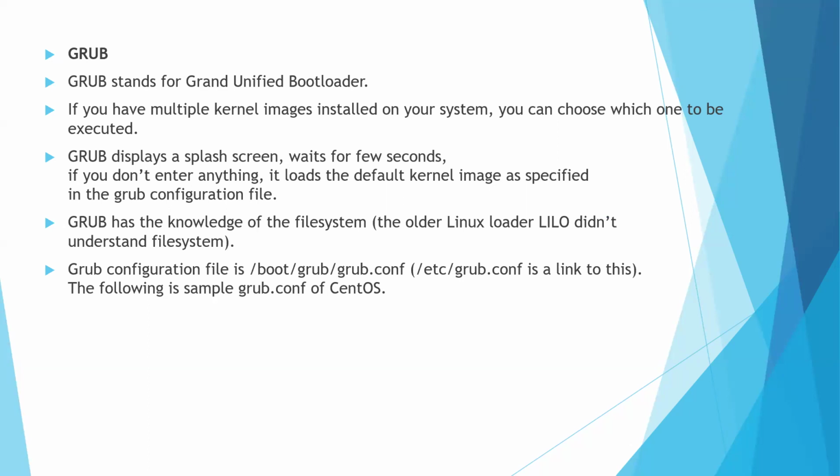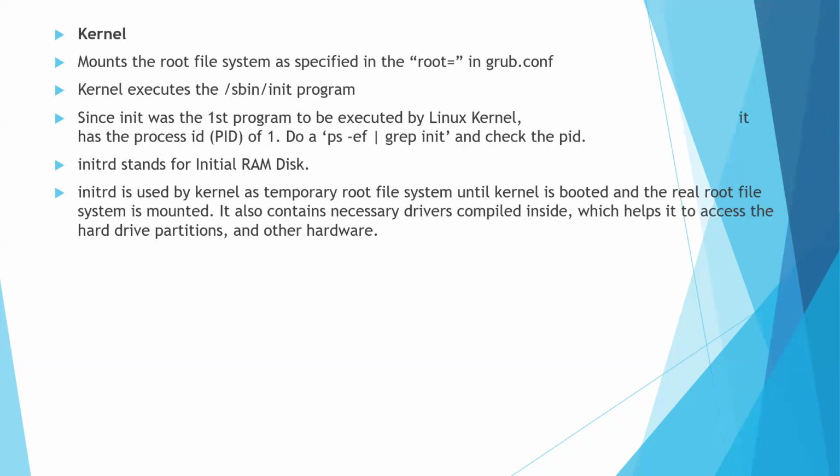Grub configuration file. As I said, it is located in /boot/grub/grub.cfg. In some newer systems, you can see /boot/grub2/grub.cfg. It depends. You can see all the kernel information there. Mount the root file system in the kernel stage. Kernel executes the /sbin/init program as specified in grub.cfg.